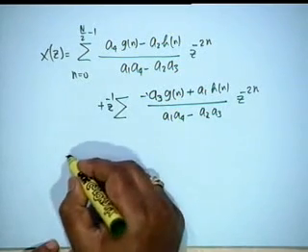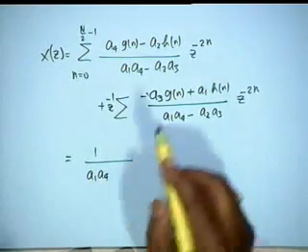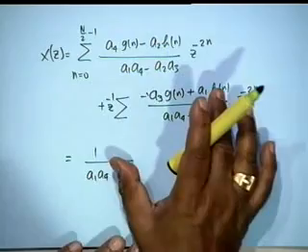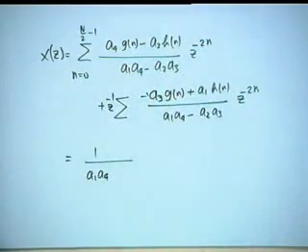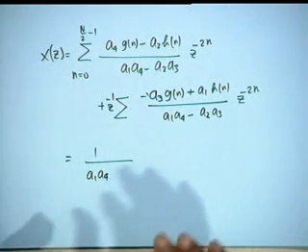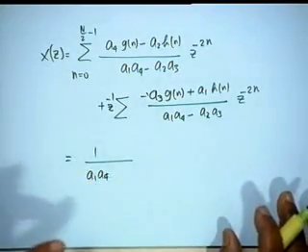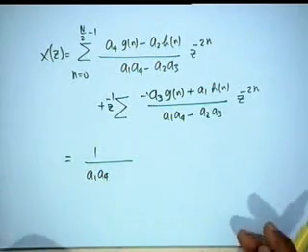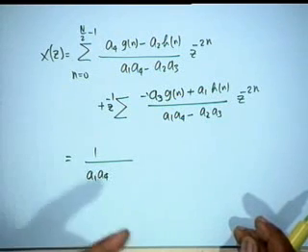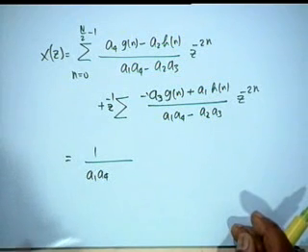So, let us combine terms. This is equal to 1 by A1 A4. Now, I have got Gn and Hn. I want to compute capital X sub z. I have got Gn and Hn inside the summations, and now I have to put the G's together and H's together, and then put small z equal to e to the power j 2 pi divided by n by 2.